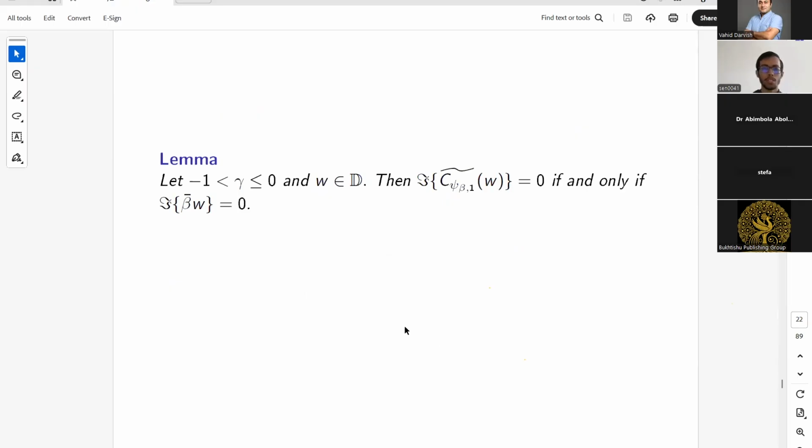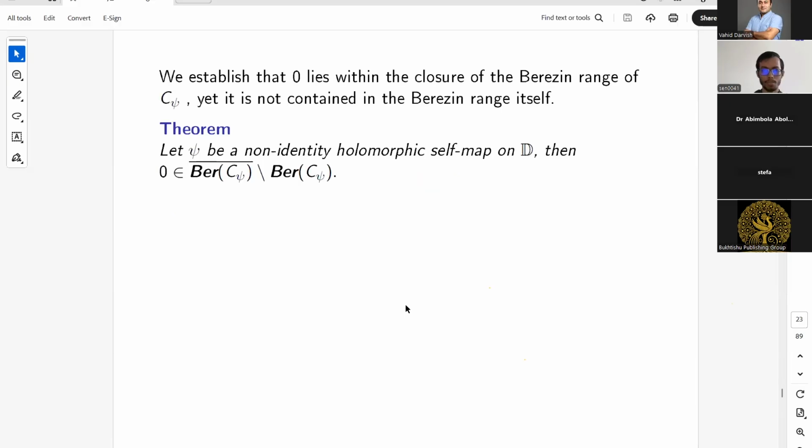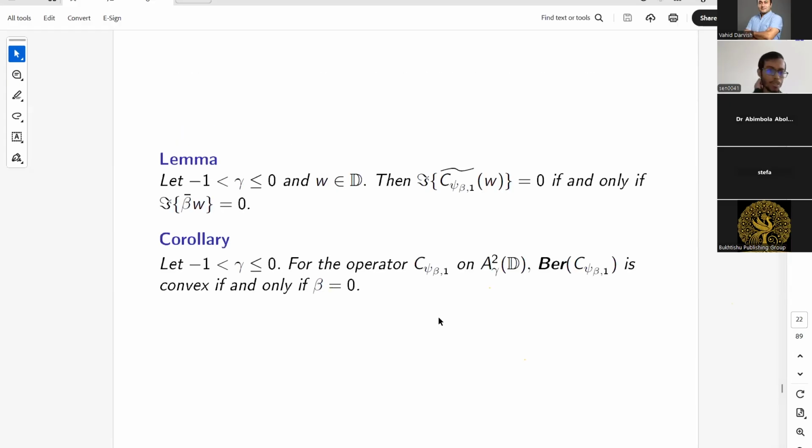And we also prove that if we consider gamma in the interval open minus 1 to closed 0, then the imaginary part of this Berezin transform at the point W is zero if and only if the imaginary part of beta bar W equal to 0. That is, these two are equivalent. So for this interval of gamma, we don't need the additional condition. Therefore, if gamma is in the interval minus 1 to closed 0, for the composition operator on the weighted Bergman space, we get that the Berezin range is convex if and only if beta equal to 0.